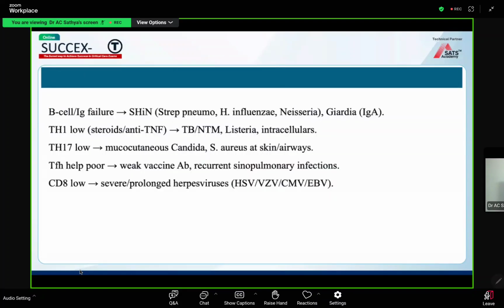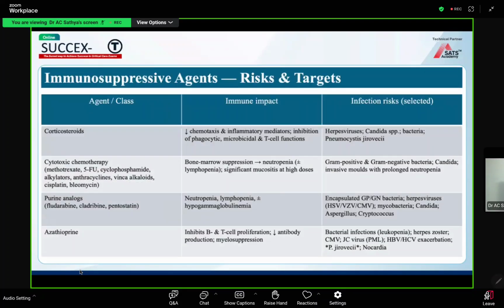So I'll skip this slide. A lot of immunosuppressive agents can cause defects in multiple cell lineages associated with innate or adaptive immunity and infections, as I said, accordingly. You just have to remember that tabular column so that you can decide your empiric antibiotic or antiviral, antifungal accordingly.